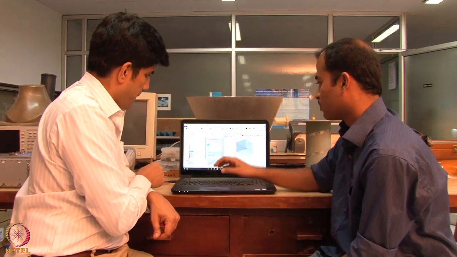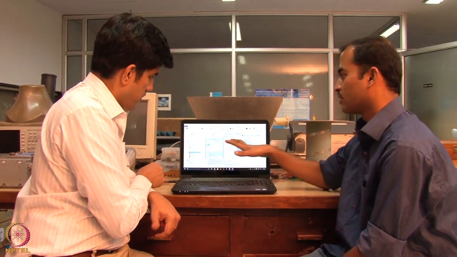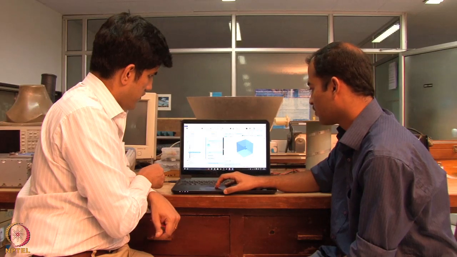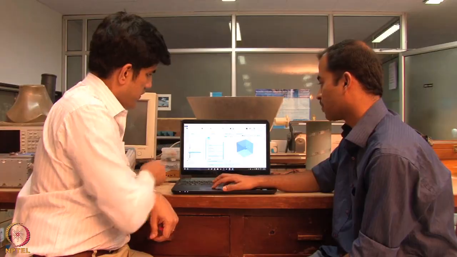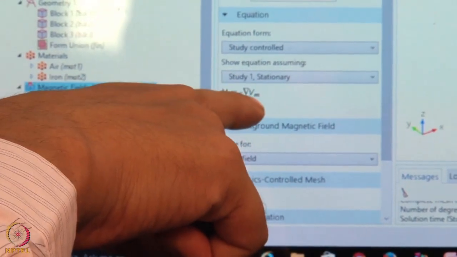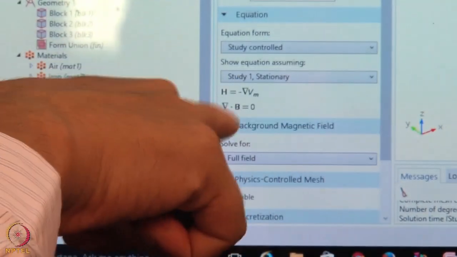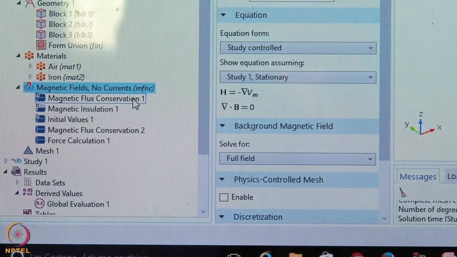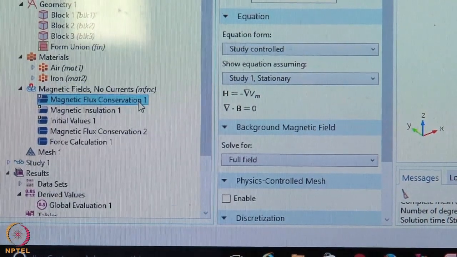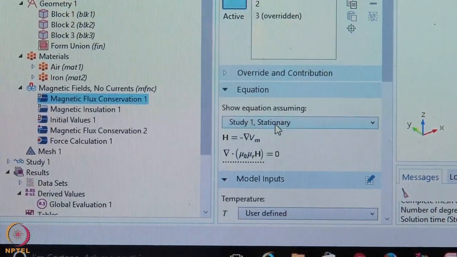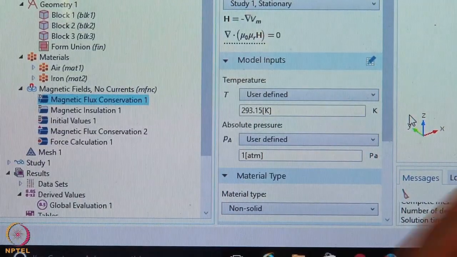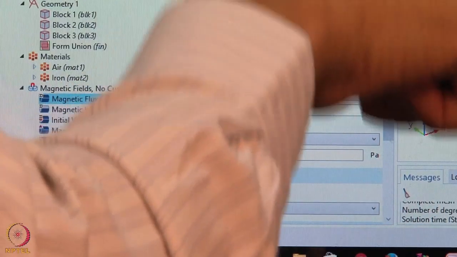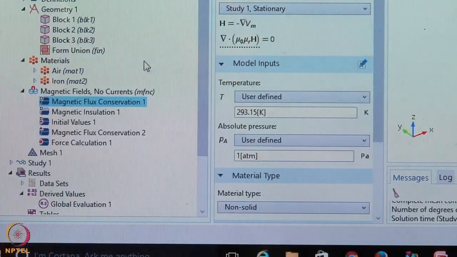So this is the physics, magnetic fields with no current. If we go in and include all the domains, we can see the two equations I was talking about. You have the H field equal to minus gradient of the scalar magnetic potential, and then the divergence of B equal to 0. So you are taking the conservation of the magnetic flux, so in the air box, whatever flux is going out comes back. That's the idea.